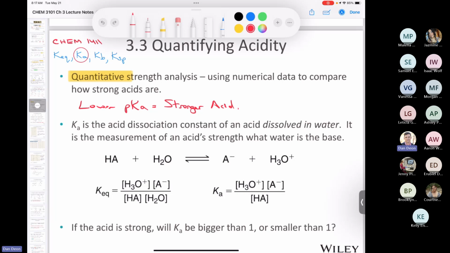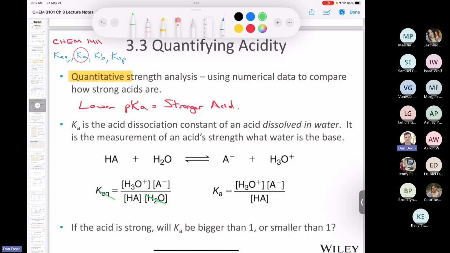So if it donates a proton to water, you end up with the conjugate base plus the conjugate acid. When you write out a K equilibrium expression, it's equal to the product of the concentrations of the products divided by the product of the concentrations of the reactants. Now, the difference between K equilibrium and Ka is that we eliminate H2O. Okay, we get rid of that and then it turns into Ka.